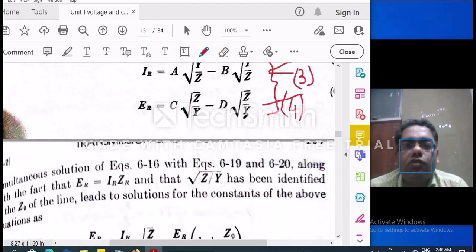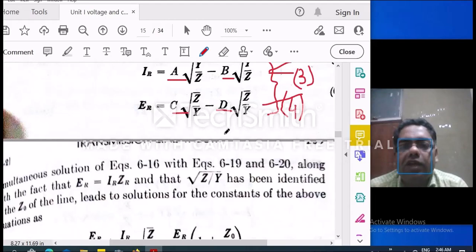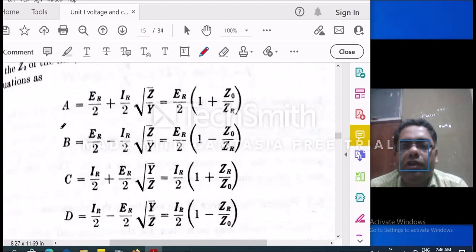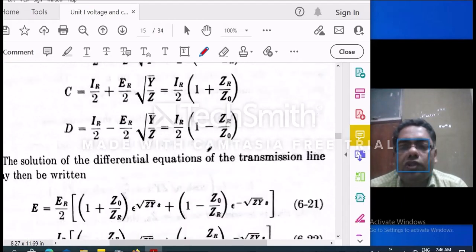These 4 equations, if I solve, I can solve for the 4 constants A, B, C, D. So if I solve this simultaneously, we will get these 4 expressions of A, B, C, D, like this. And also I will make use of ER equals IR into ZR. So I am getting the 4 constants.